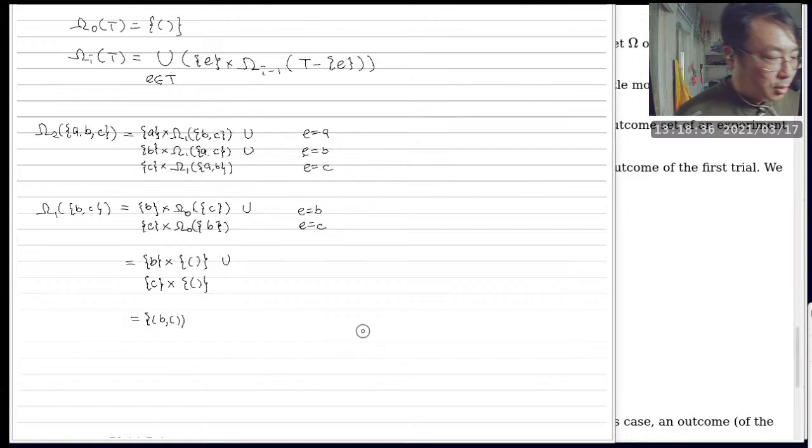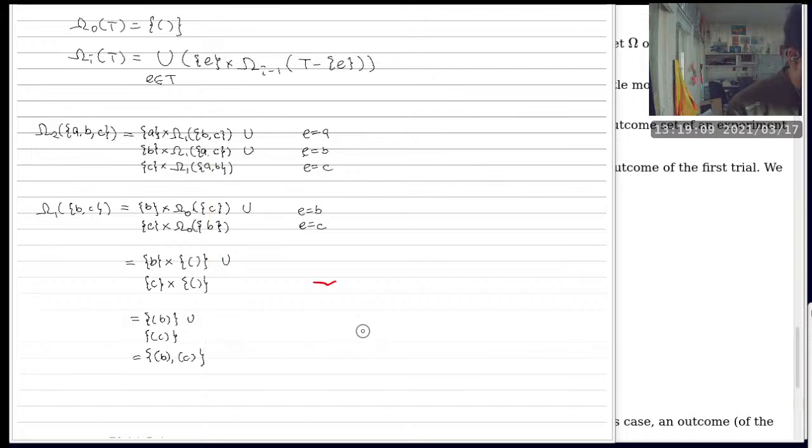The empty tuple sometimes is simplified so that we end up with just a tuple of B in this case. And then we're going to union that with a tuple of C, which then becomes the set of the single tuple of B, single tuple of C, like that. Are we okay so far? And then the other two are kind of the same thing.